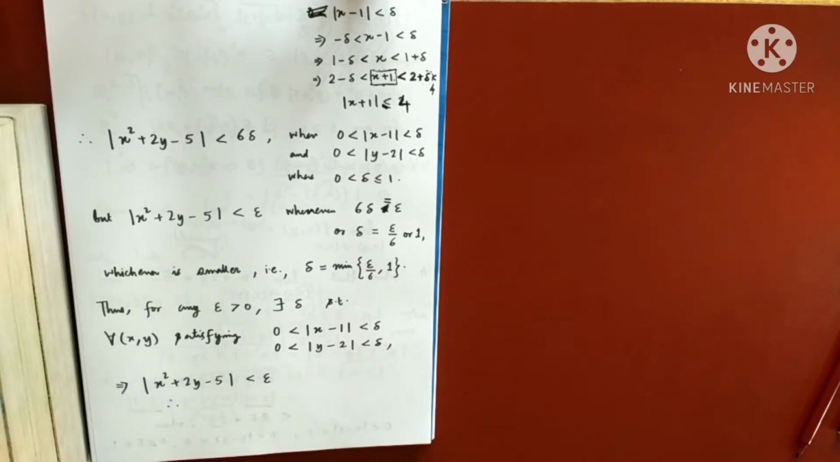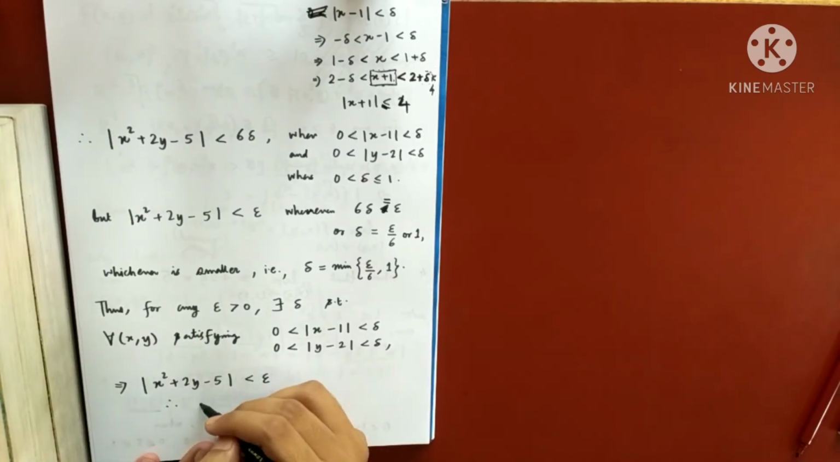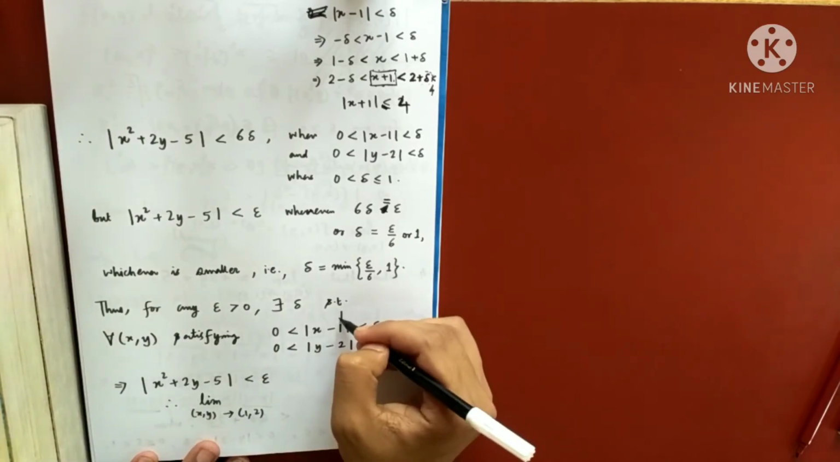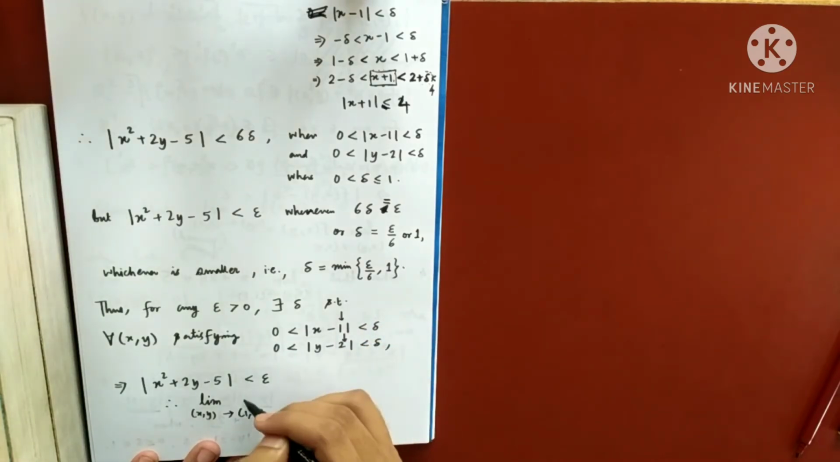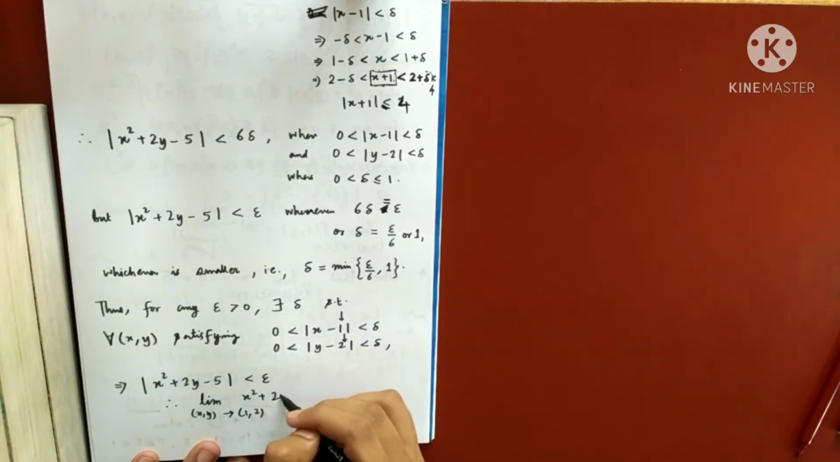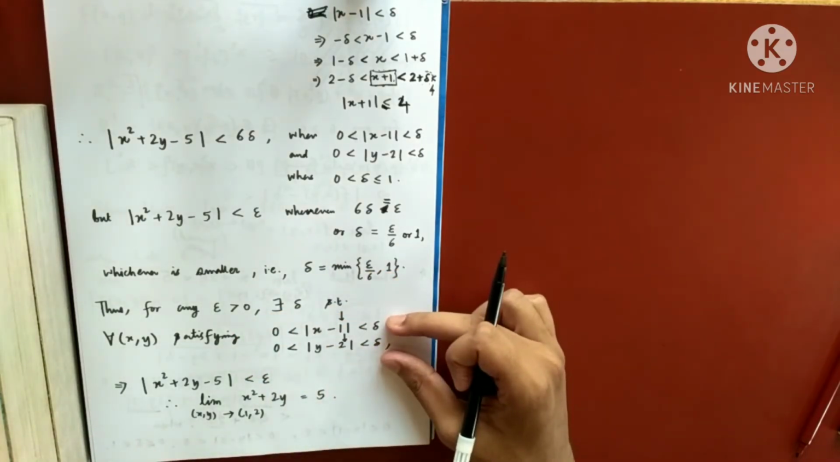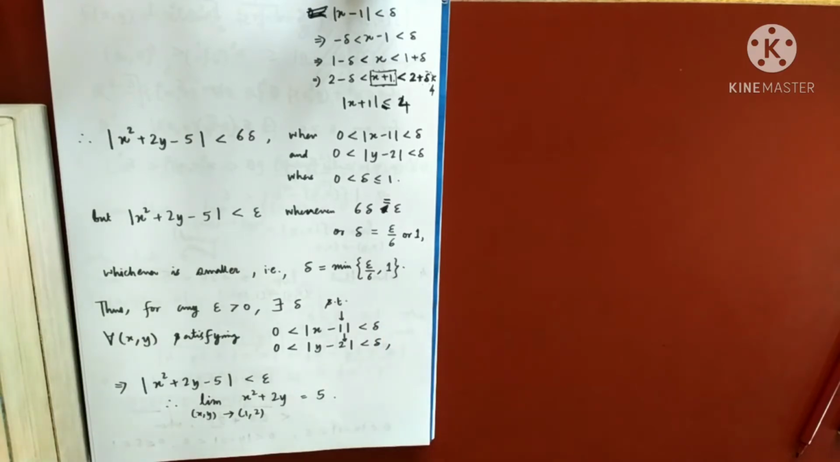Therefore, what is the limit at the point 1 comma 2? Limit of (x, y) goes to (1, 2). Why 1 comma 2? Because look, the value of this function at 1 comma 2 is nothing but 5. I'll tell you what kind of neighborhood this is. I'll show you diagrammatically. Don't worry about it. I'll explain everything again.